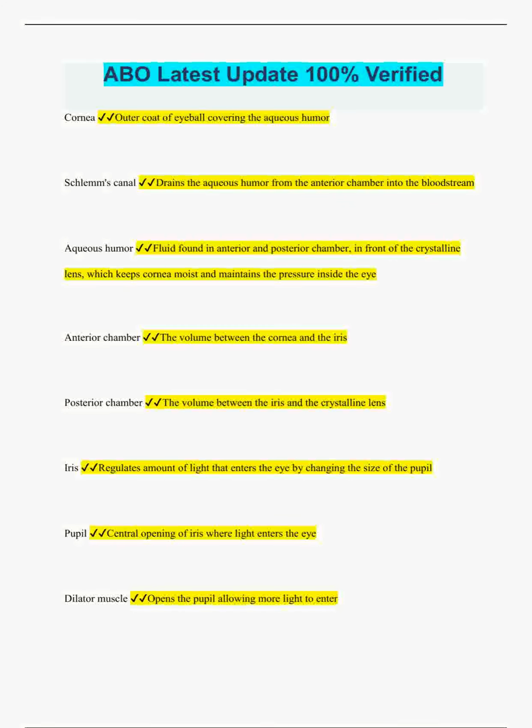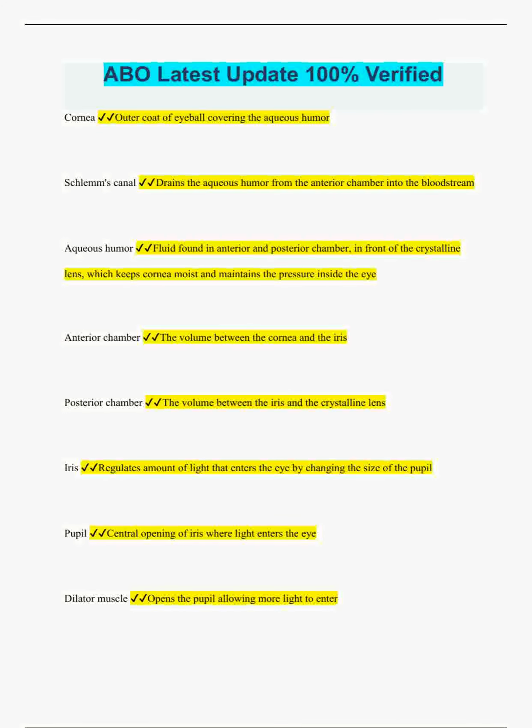Anterior chamber: the volume between the cornea and the iris. Posterior chamber: the volume between the iris and the crystalline lens. Iris: regulates the amount of light that enters the eye by changing the size of the pupil. Pupil: central opening of the iris where light enters the eye.